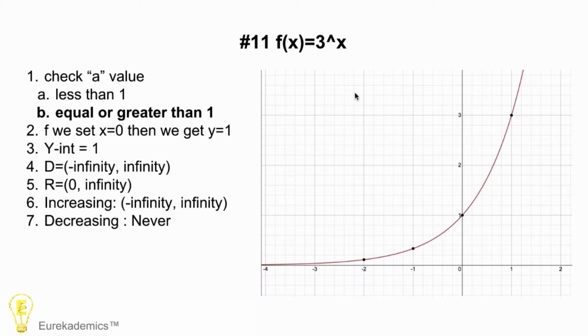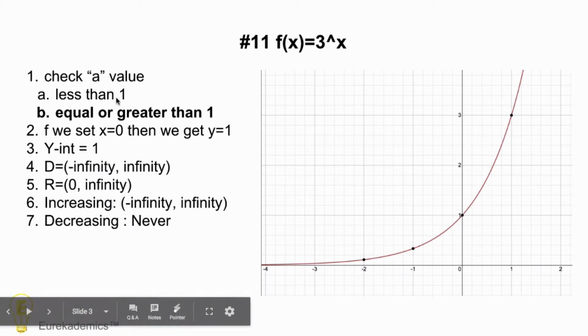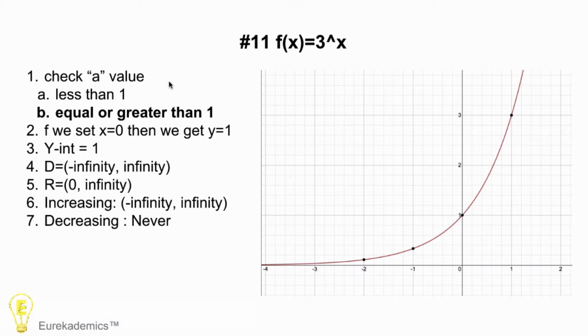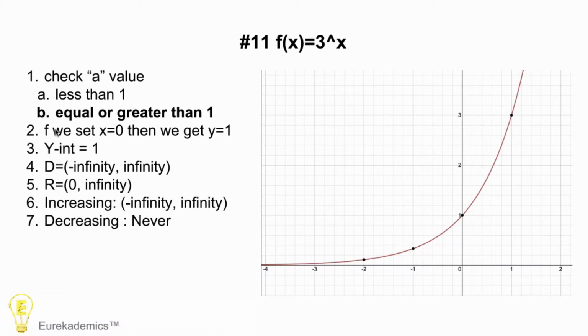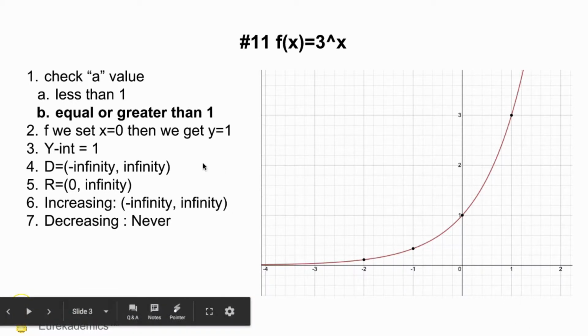So number 11 from your practice problems, we have f of x is 3 to the power of x. So our variable is in the exponent, so you're dealing with an exponential function. Step 1 is to check the a value. Is it less than 1 or greater than 1? It's greater than 1, so we're dealing with this case. Excuse me, if it was negative, it would go down.